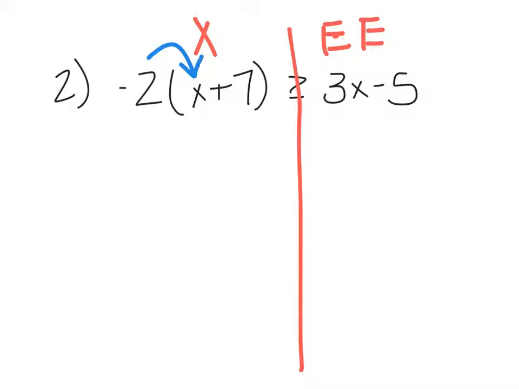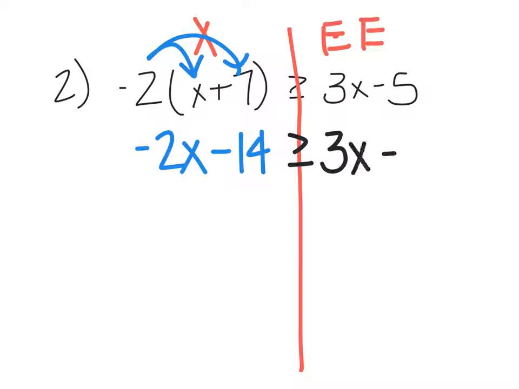So negative 2 times x is negative 2x. Negative 2 times 7, and it's a positive 7, so a negative times a positive is a negative 14, and then is greater than or equal to 3x minus 5. So I'm just bringing down what was on the right side. So now that I've gotten rid of all my parentheses, my job is to move stuff around to make sure it's on the correct side.